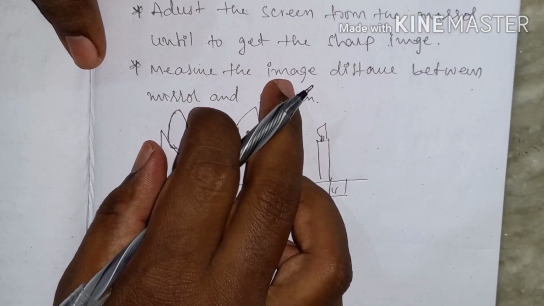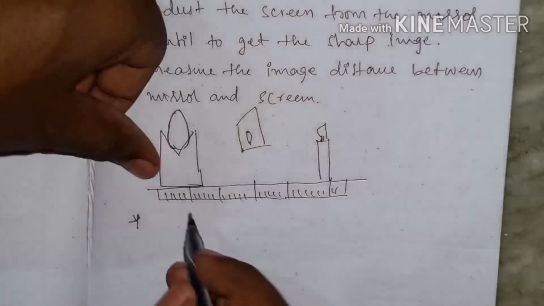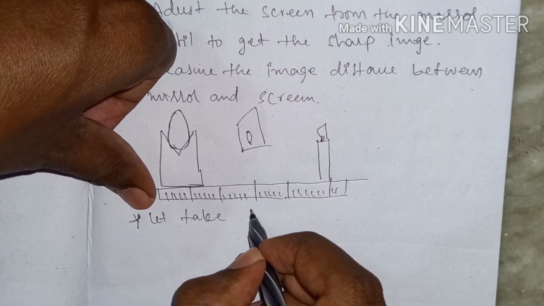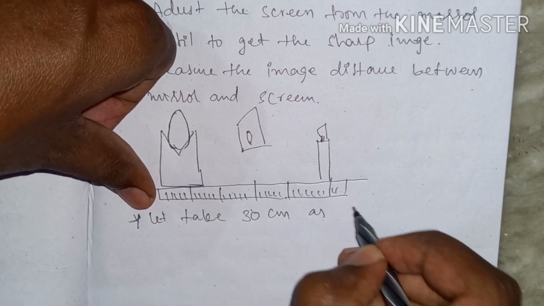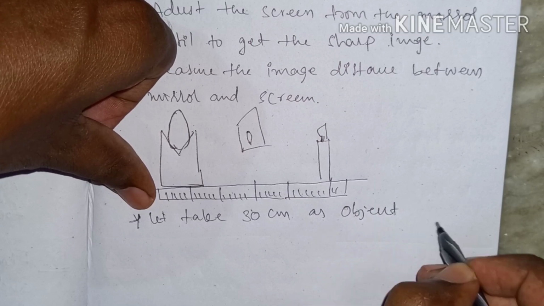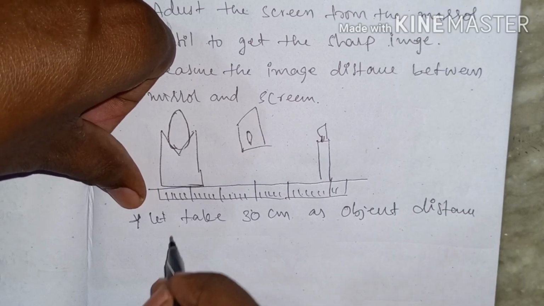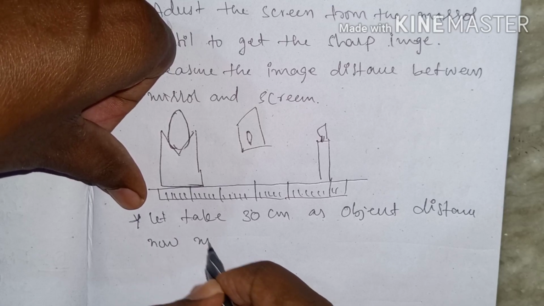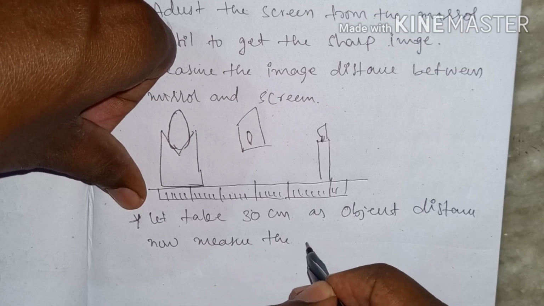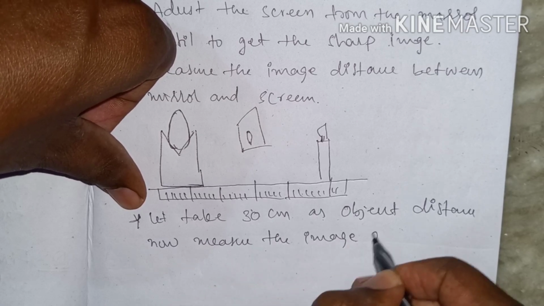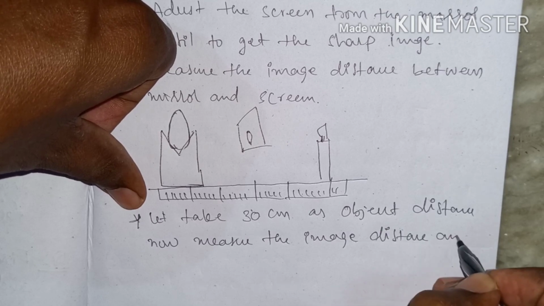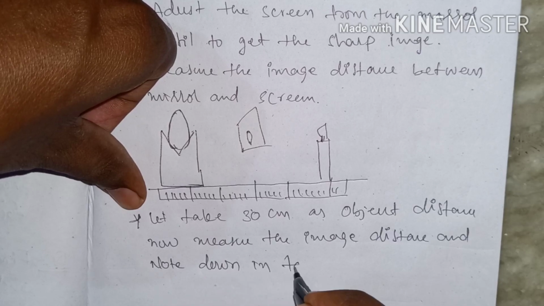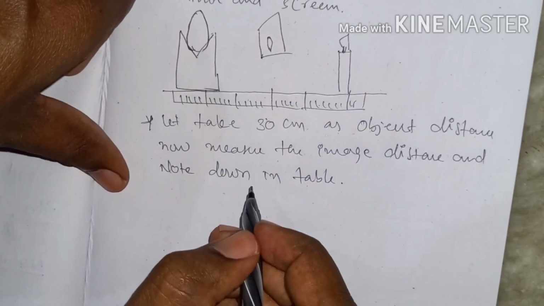This activity should be done with different object distances. Let us take an example, 30 centimeters as the object distance. At that time, what do we need to do next? Now measure the image distance and note it down in the table. Okay, note it down in the table. What is the table? Like this.